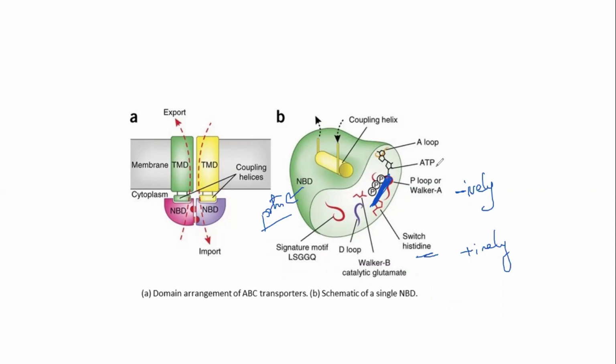Is that fine? Is it clear now? Anything else? Do you want to go through one by yourself, all the things we just discussed? Now, the A loop makes sure that the adenine part of your ATP binds there properly. The P loop, Walker A, they are nothing but just making sure that the ATP is bound properly. Okay, ma'am, clear.